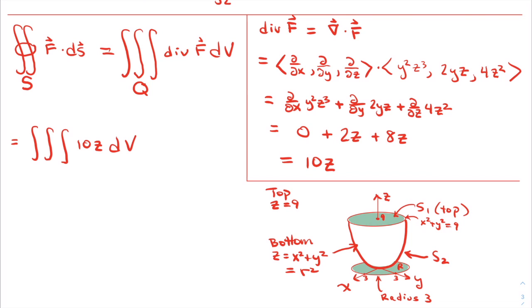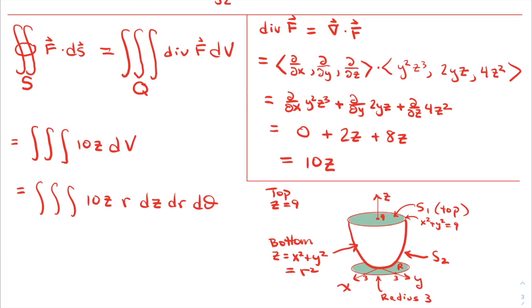Okay, so z is a nice function of r on bottom and top. So why don't we just do this in cylindrical coordinates, because z gets to be one of the coordinates in cylindrical. So you would do it this way. Triple integral of 10z dv would be r dz dr d theta.